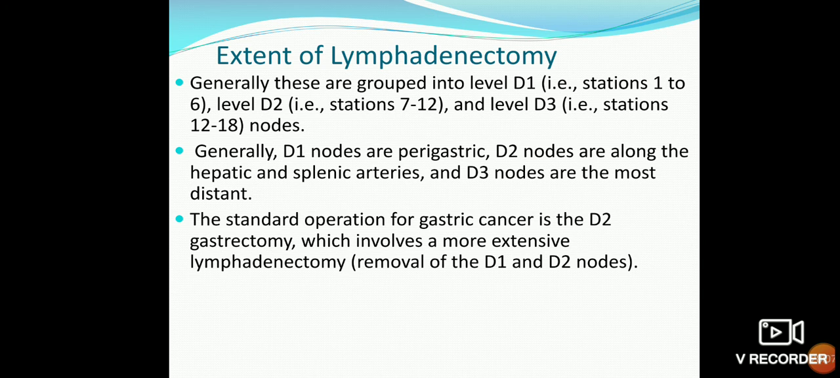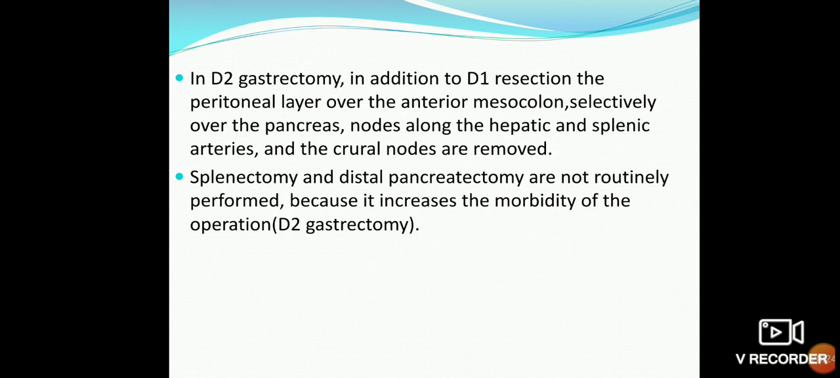Generally, D1 nodes are perigastric, D2 nodes are along the hepatic and splenic arteries, and D3 nodes are the most distant lymph nodes. The standard operation for gastric cancer is the D2 gastrectomy, which involves a more extensive lymphadenectomy, removal of D1 and D2 nodes. In D2 gastrectomy, in addition to D1 resection, the peritoneal layer over the anterior mesocolon, selectively over the pancreas, nodes along the hepatic and splenic artery, and the crural nodes are removed.